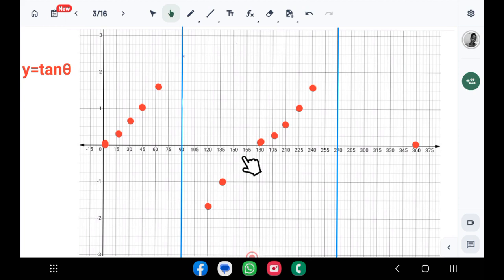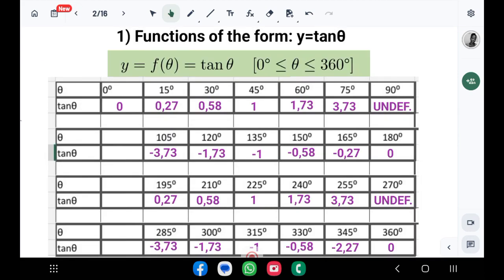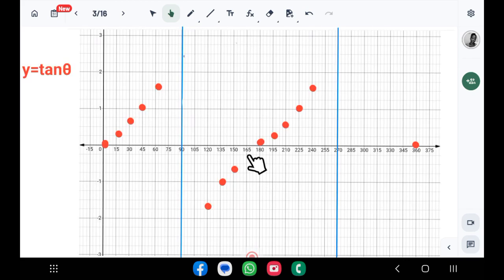Negative 0.58, that's just below the half. Alright. And now at 165, the 165 matches with 15 in this case, but on the negative side. So at 15 degrees, we had 0.27. Then at this one, 165, we have negative 0.27. 0.25 is there, 0.27 is just below that. Negative 0.27. There we go.